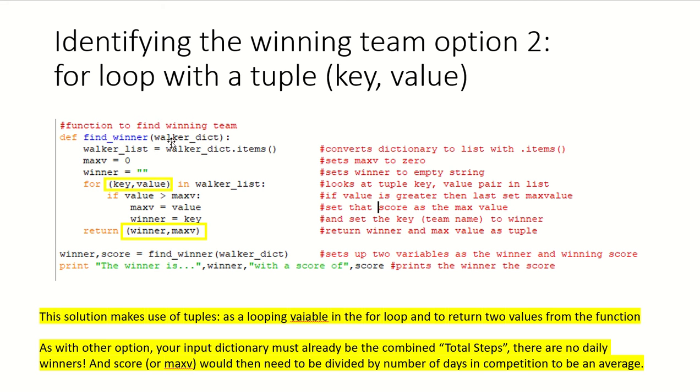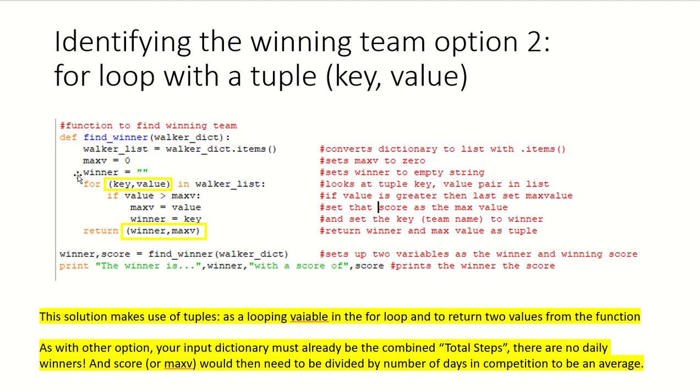Define the function find winner. Input is going to be a dictionary, the Walker dict. So the list, Walker list, is going to be assigned the output of the .items method. So you remember this returns a list. It inputs a dictionary, returns a list, the elements of which are tuples, and they're key value pairs for the dictionary. So with this Walker list, it can be helpful to use the data type in the variable name, just to help you remember it is the output of items. So a list of 2-element tuples.